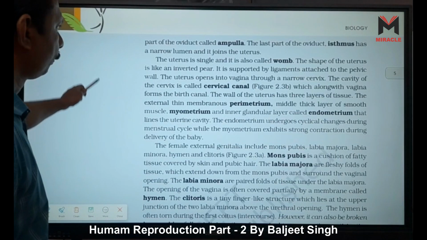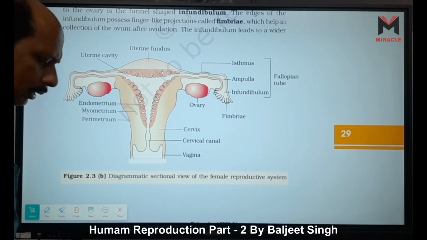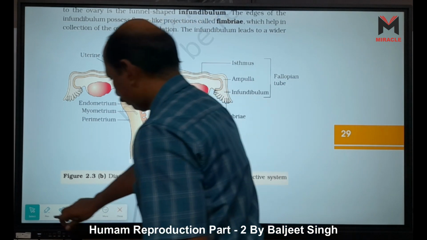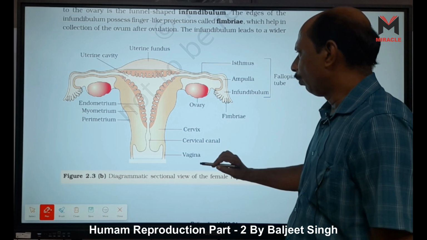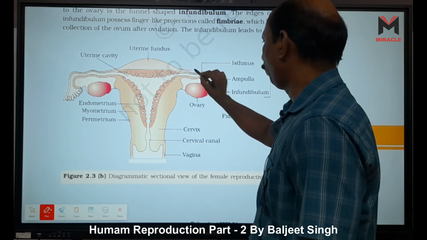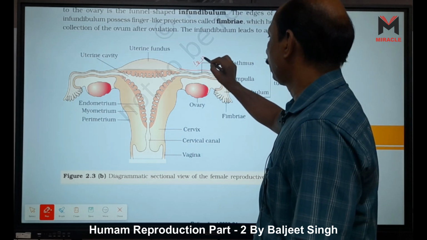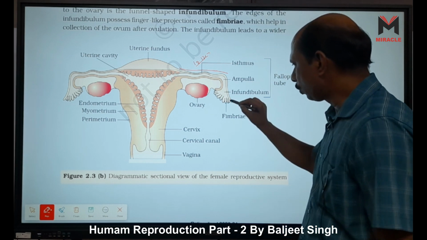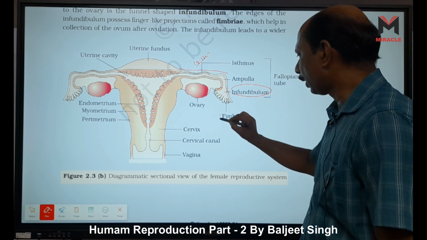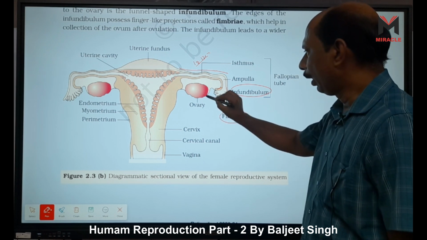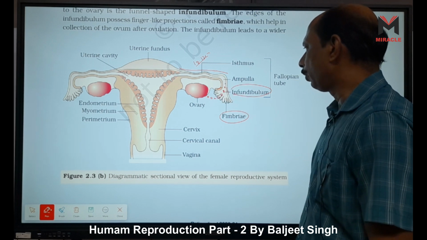Now look at the reproductive structure. What is given here? In this structure, you can understand what we read. Here, we read the length of this oviduct, which is 10 to 12 centimeters. This is called the infundibulum, and these finger-like projections are called fimbriae. This is the ovary, and here the egg is released from the ovary and comes into the fallopian tube.